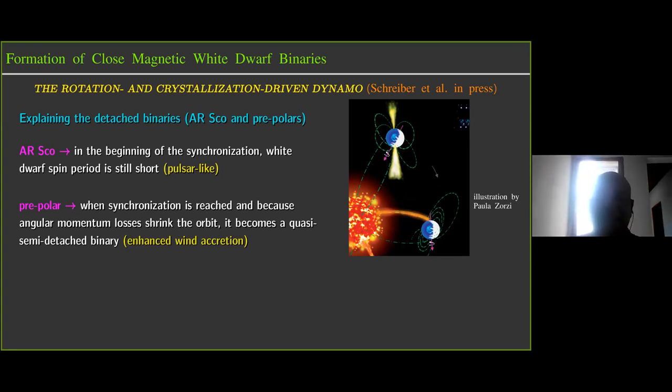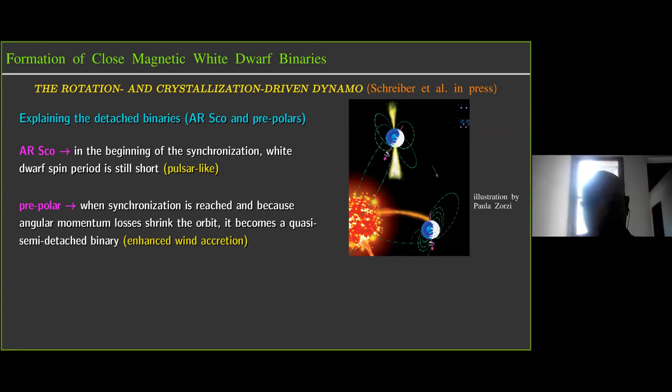After this synchronization process is finished, after these 10, 20 mega years, the whole binary is synchronized. So the white dwarf, the secondary, and the orbit, they all rotate at the same frequency. And so we don't have anymore the angular momentum gain because of the synchronizing torque. We only have the orbital angular momentum loss.